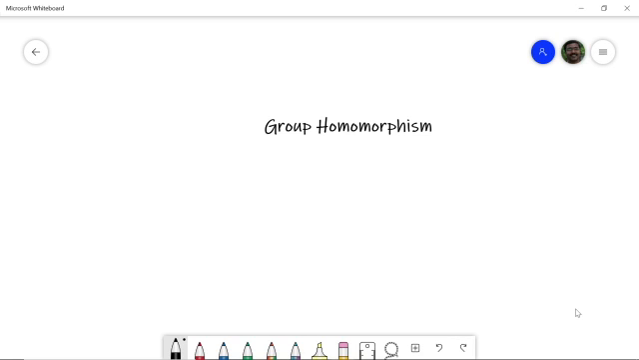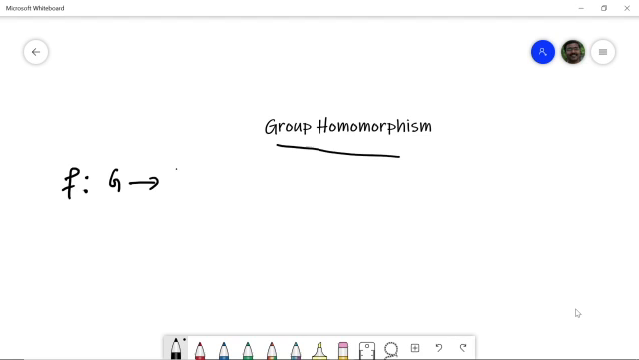In this session, we will discuss group homomorphisms. This is basically the same homomorphism which we have already studied in semigroups and monoids. So what's a homomorphism? A homomorphism is basically a function between two algebraic structures which preserves that structure. When you talk about group homomorphism, you are considering a function defined between two groups.